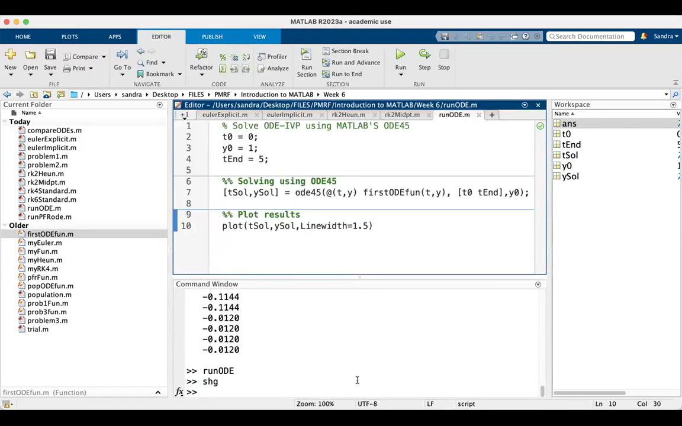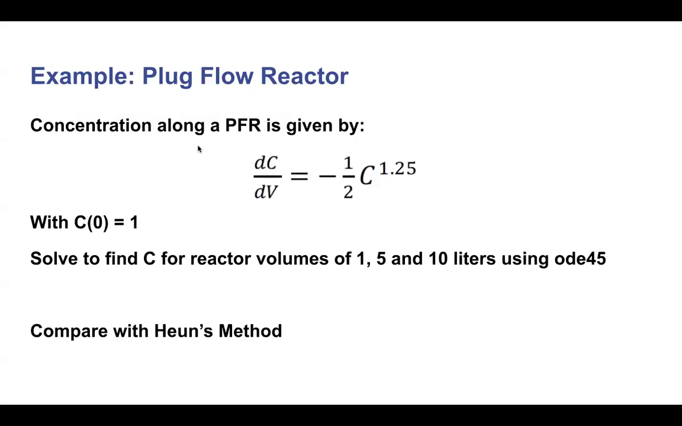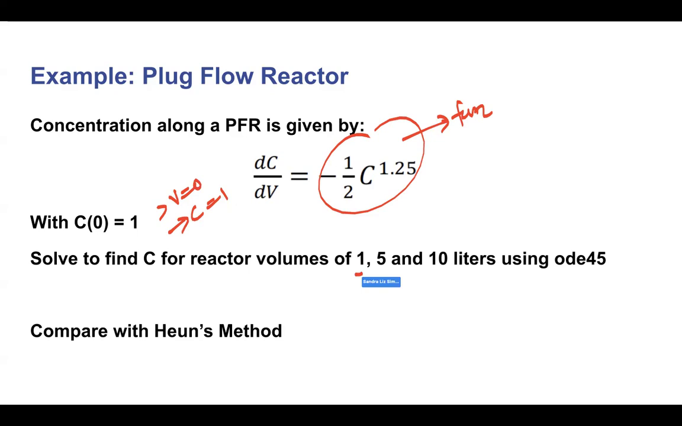Now we have another problem which was discussed. You have a concentration along a PFR where dC by dV is equal to minus half of C to the power 1.25. So instead of minus 2ty, this is the function that you have to solve. When V is equal to 0, your C is equal to 1. This is your initial value. This part is your function. I need to know the concentration when the volume is 1, 5, 10 using ODE45. So how do you do that?